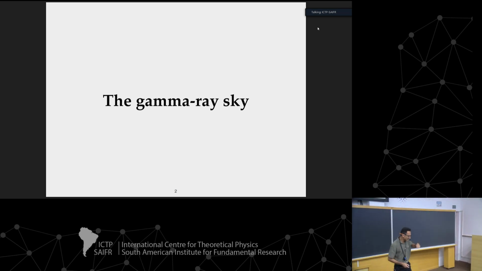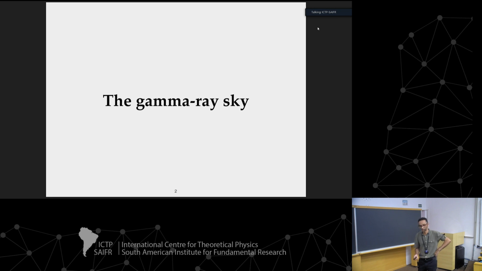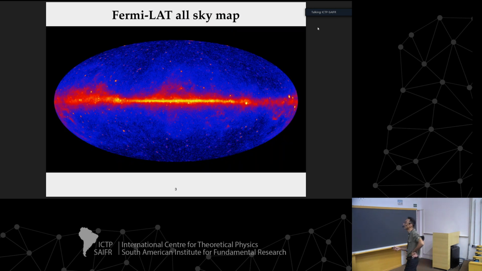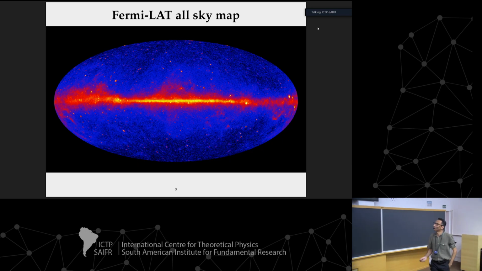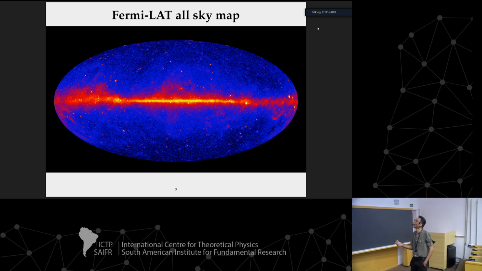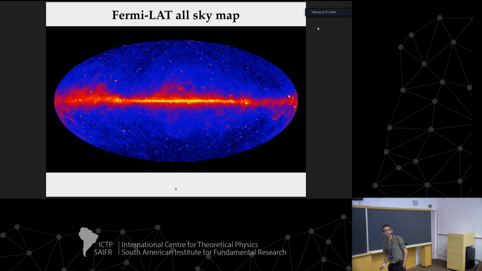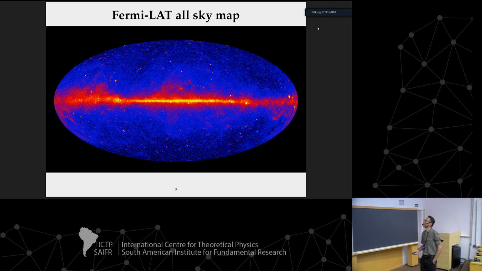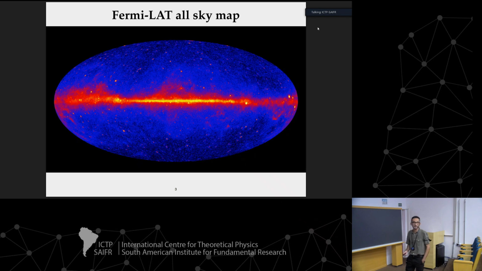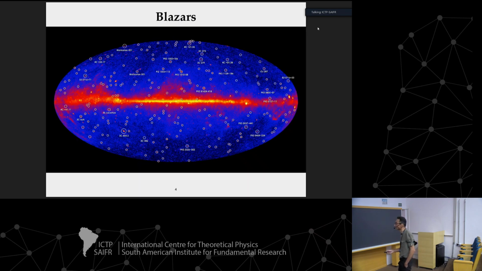But before that, let's just have a look at the gamma sky and what the situation is now. So I took here as an example the full sky map of Fermi, the Fermi-LAT all-sky map. You can see this bright emission in gamma rays measured by Fermi, and then we can see if we can identify what these sources of gamma rays are that Fermi-LAT sees.